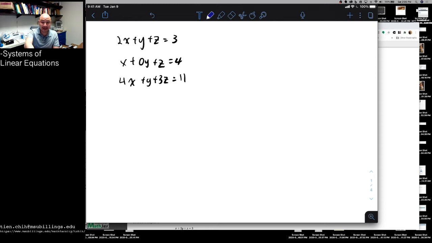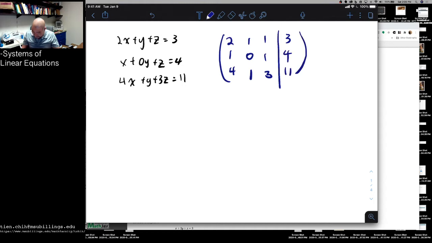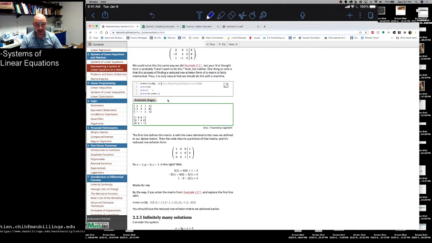And so what we want then is to write this as an augmented matrix. So 2, 1, 1, 3, 1, 0, 1, 4, 4, 1, 3, 11. And we're going to find the reduced row echelon form. And when we do, we're going to see why something goes differently this time compared to previous situations. But I'm going to go back to the Sage cell we had before.